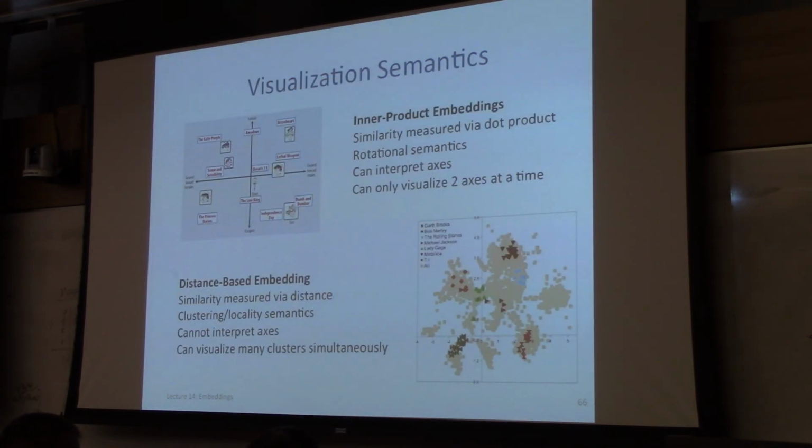Visualization and semantics. Okay, my minus 1 minute. Sorry, going over time. Inner product embeddings have, in some sense, more interpretable axes, because it's an inner product. But you can only really easily visualize 2 axes at a time. With distance-based embeddings, individual dimensions are hard to interpret, because the visualization tends to be more cluster-based. But it's easier to visualize because of that.